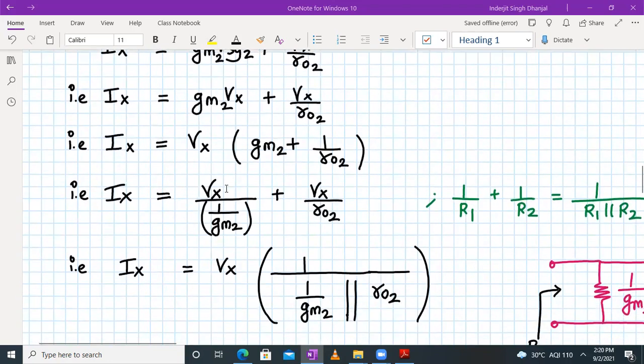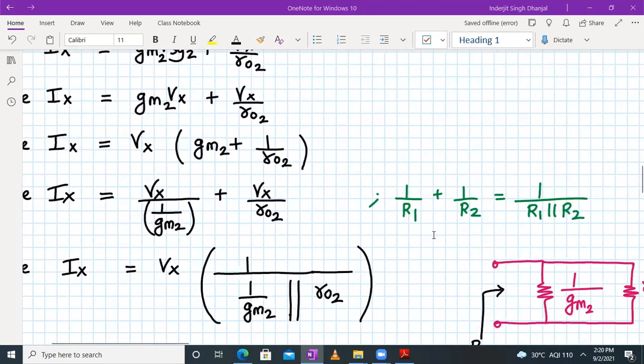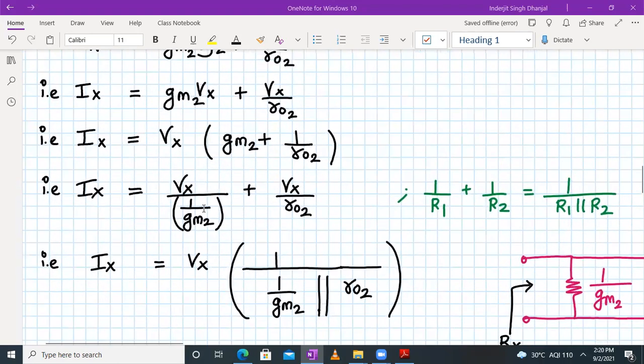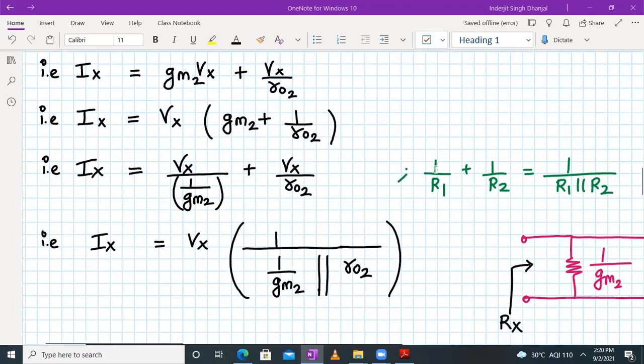So Ix can be written as, the first term can be rewritten as Vx divided by 1 upon Gm2. It means Vx into Gm2 only. And the second term will be Vx divided by RO2. Now, if I compare this to the result that 1 upon R1 plus 1 upon R2 is equal to 1 upon R1 parallel R2, over here also the voltage Vx is common, right? And what is R1 signifying over here? 1 upon Gm2. And R2 is nothing but RO2.